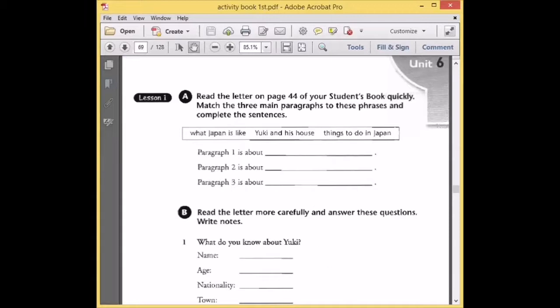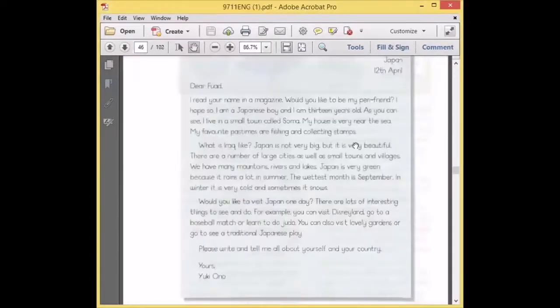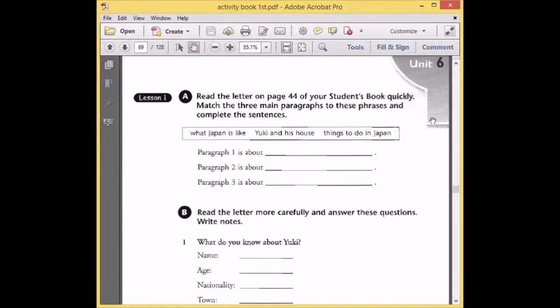So in the previous letter that we read, as we said, there are 3 paragraphs. One of the paragraphs is speaking about Japan and what is in there. Wait for me to complete the question. So one of the paragraphs was about Japan, in which Yuki described Japan, his country. And the other paragraph was about Yuki and his house and where it is located, right? And the other paragraph was about what? About what things people do in Japan if you go there?